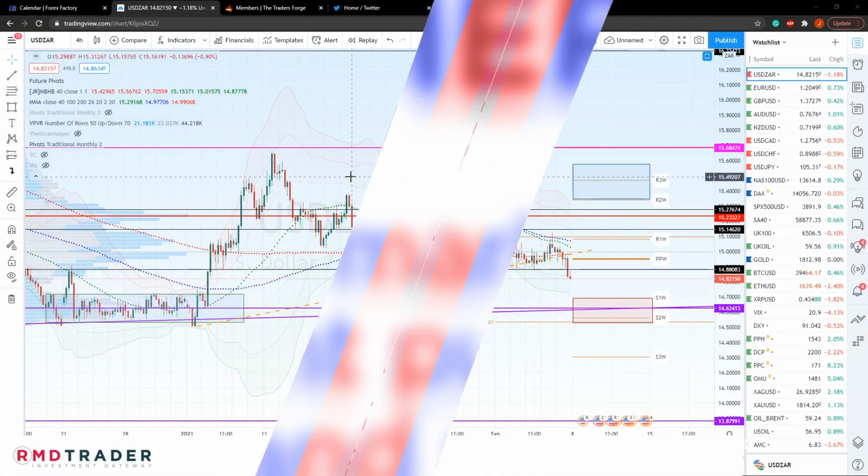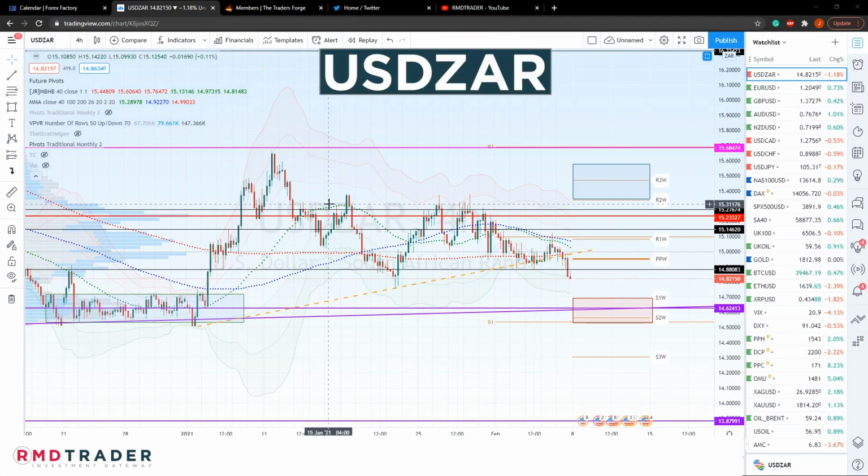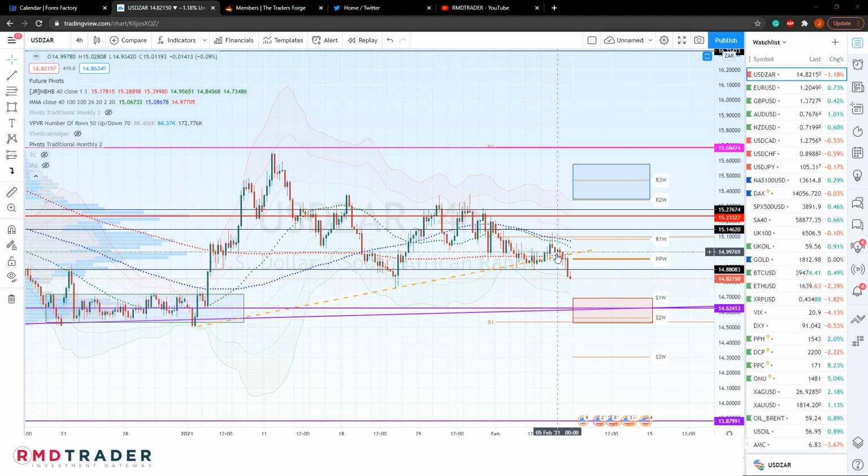We start by looking at the US dollar to South African rand. Following consolidation last week, we have now broken below the diagonal support and also a range of 4-hour moving averages. It would appear that price is now making its way towards support from the monthly S1 as well as this diagonal support area, and that would be between 1462 and where our monthly S1 sits at 1453.